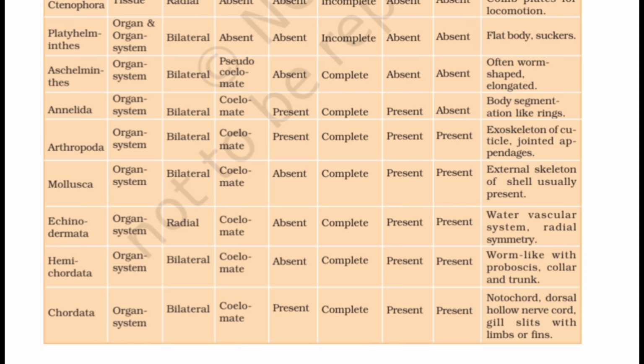The last phylum is Chordata, and it has an organ system level of body organization, bilateral symmetry, coelomate animals, presence of segmentation, that means segmentation present, complete digestive system, presence of circulatory system, presence of respiratory system, and their distinctive feature is notochord, dorsal hollow nerve cord, gill slits with limbs or fins.